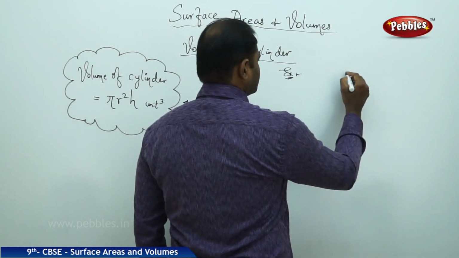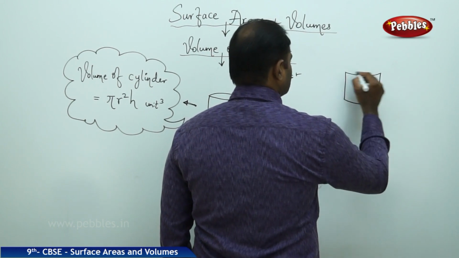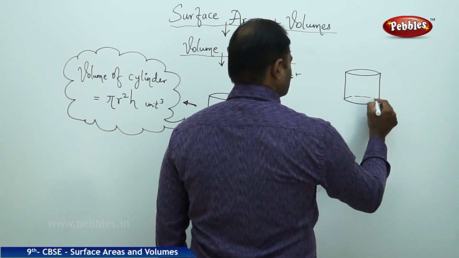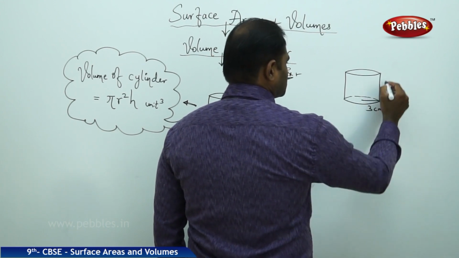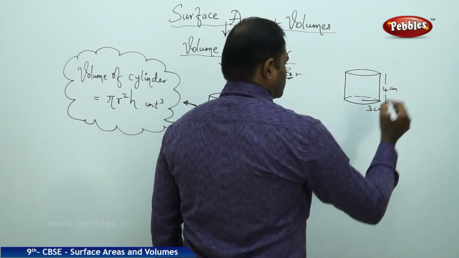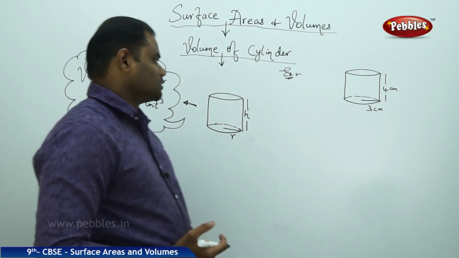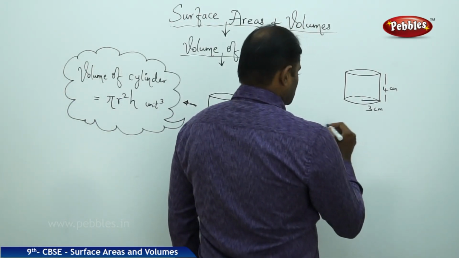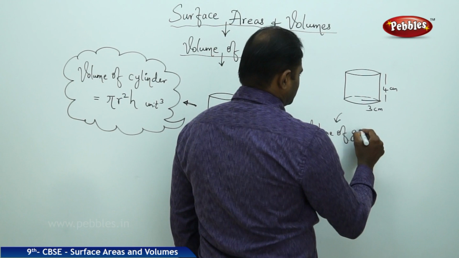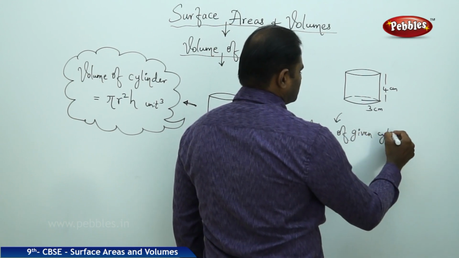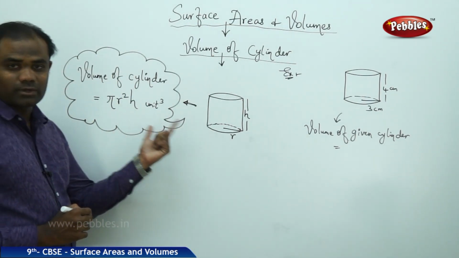For example, I have a cylinder whose radius is 3 centimeters and height is 4 centimeters. So I would like to find the volume using this formula. In this case, the volume of the given cylinder is given by the formula as we have taken here, pi r square h.